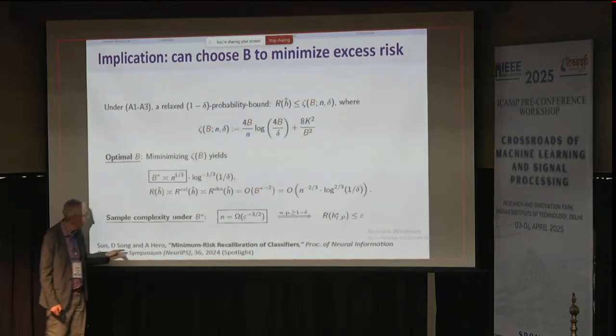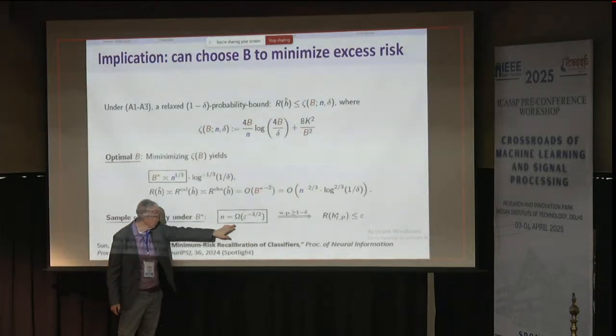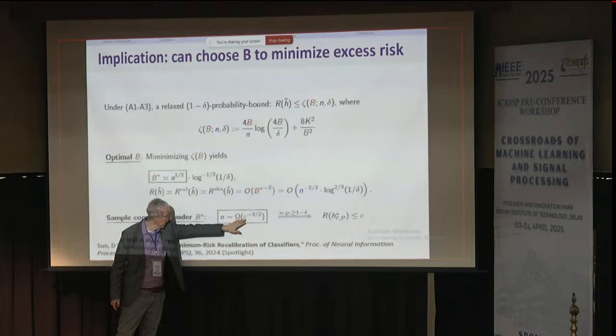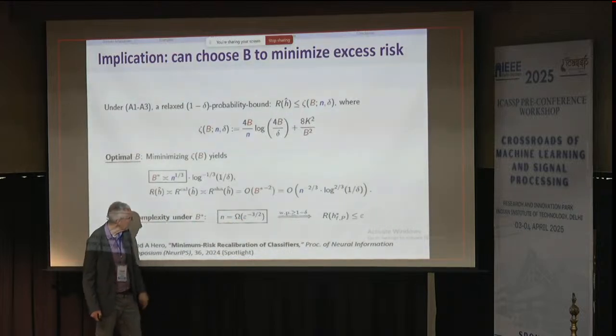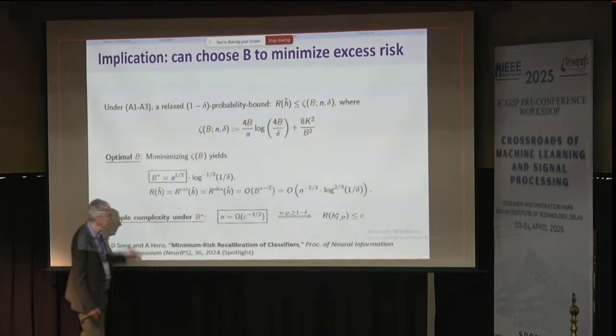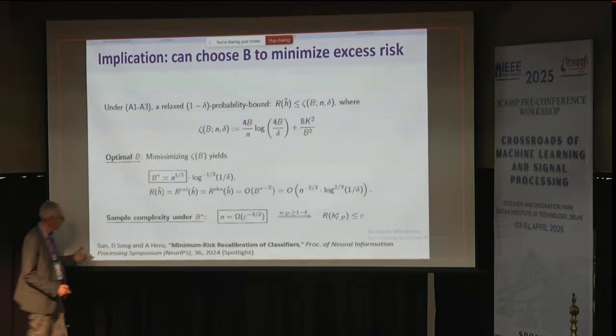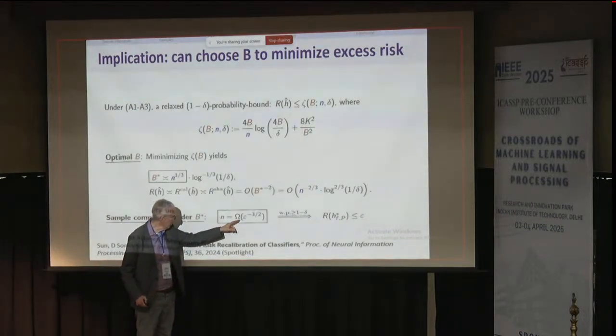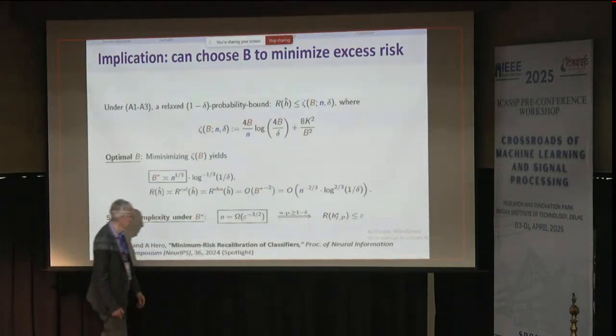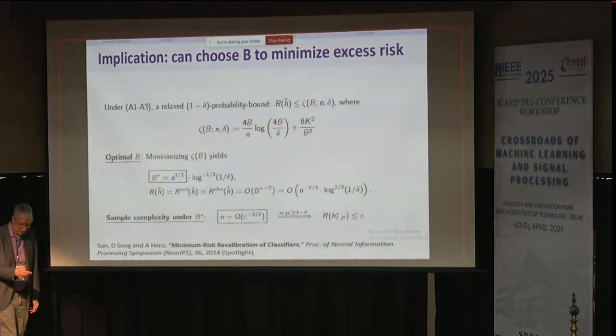And given that best binning, we get a sample complexity, which tells you that the number of samples only has to increase as epsilon, where epsilon is the accuracy, 1 minus the accuracy, raised to the -3/2 power. All right, so that's really all I have to say here.